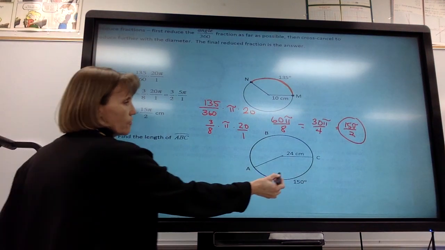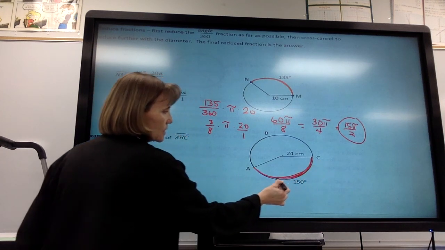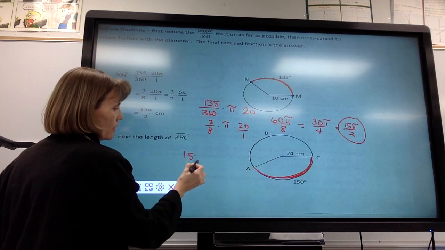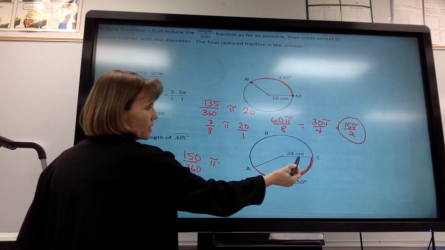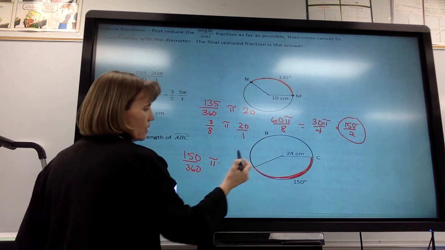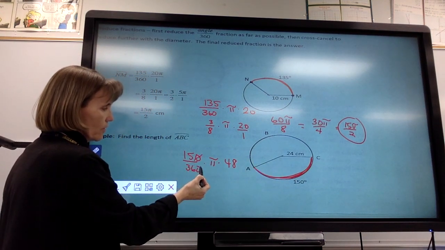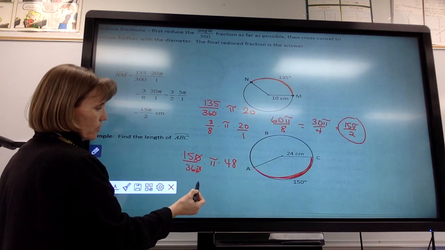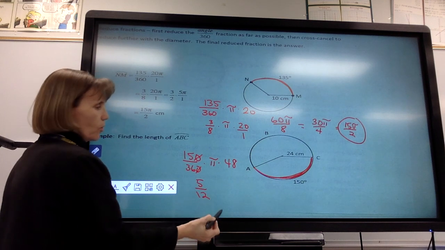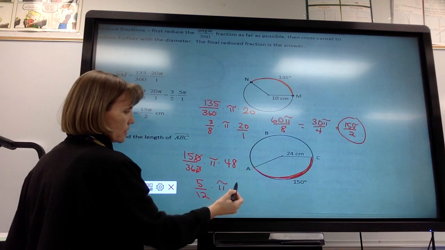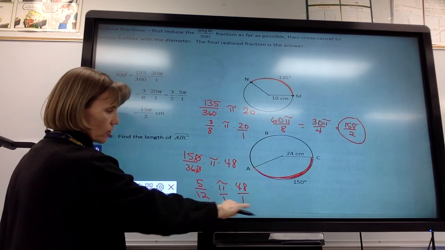And the last one here, if I want to find the arc length from C over to A, if I want to find this distance, I take the degrees divided by 360, take that times pi, and then times the diameter. If the radius is 24, the diameter would be 48. Again, when they both end in 0, you can divide by 10. 3 goes into 15 5 times, and 3 goes into 36 12 times, times pi times 48. This is over 1. Pi is over 1. So you can multiply straight across.